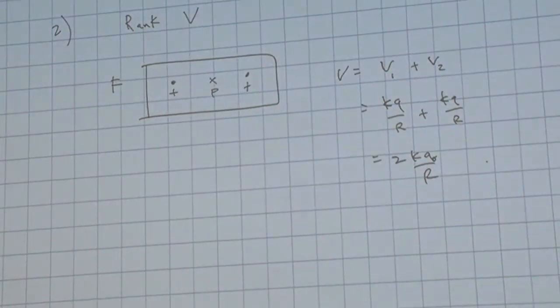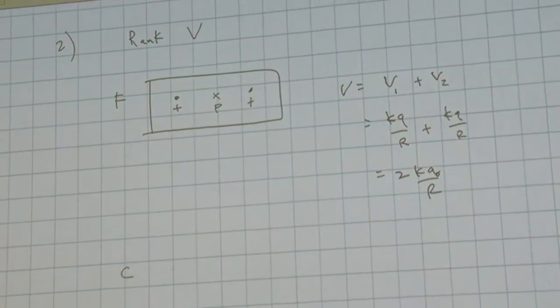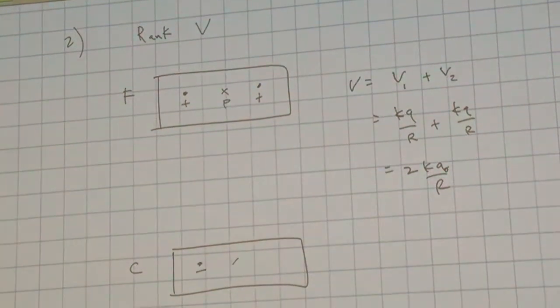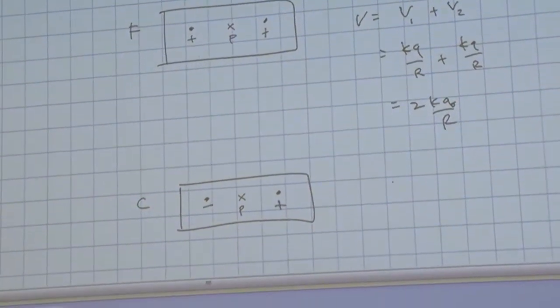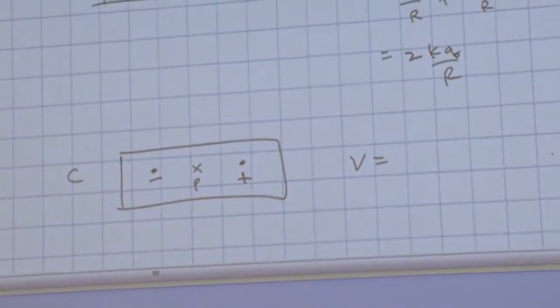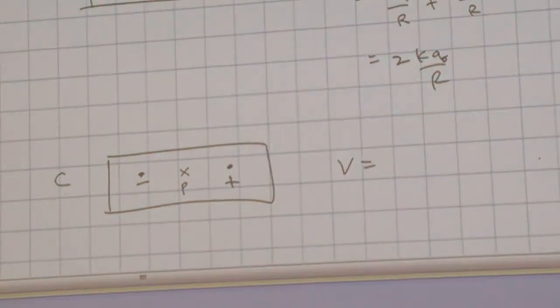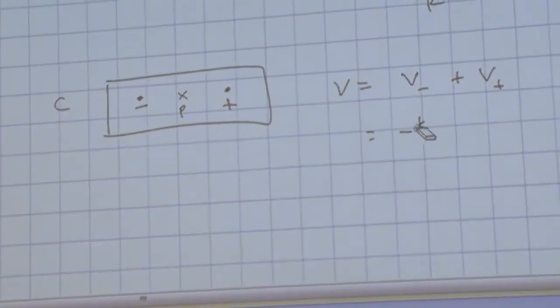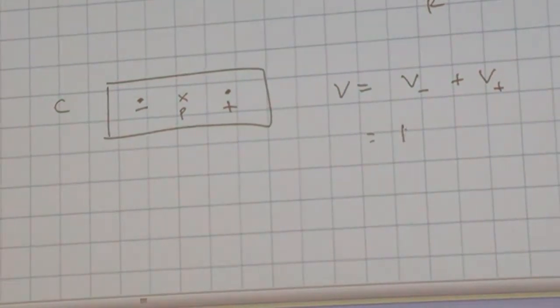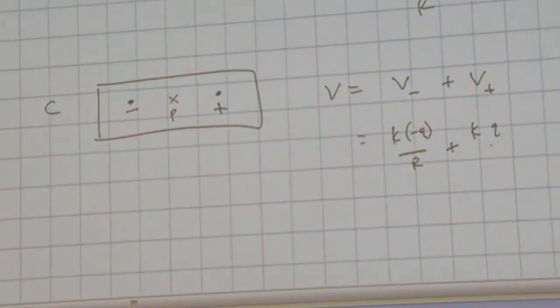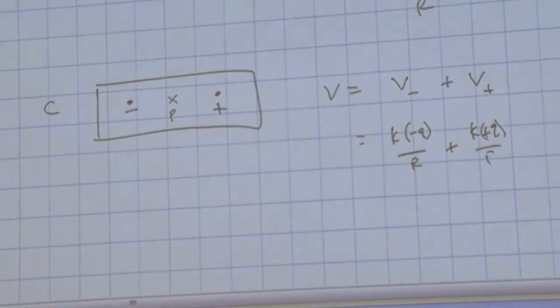Now let's do C. What do you think it's going to be? 0, because it's the potential from the negative charge plus the potential from the positive charge. Let me write it this way. It's k negative Q over r plus kQ, positive Q, over r, right.